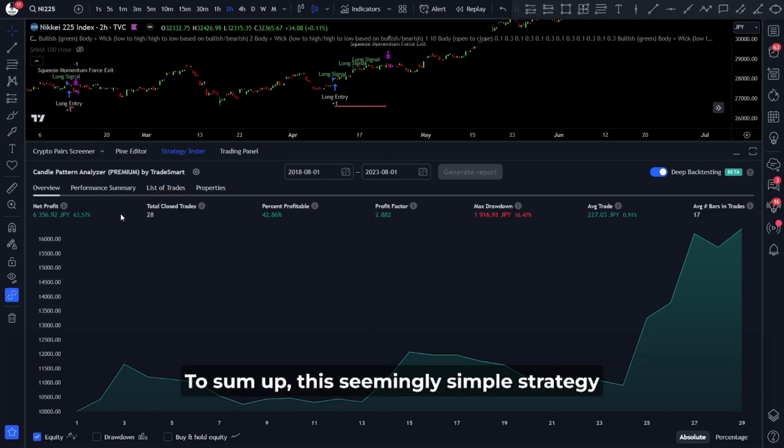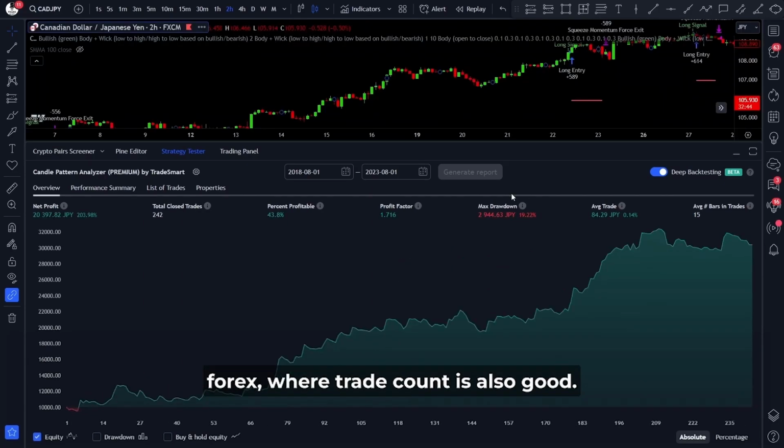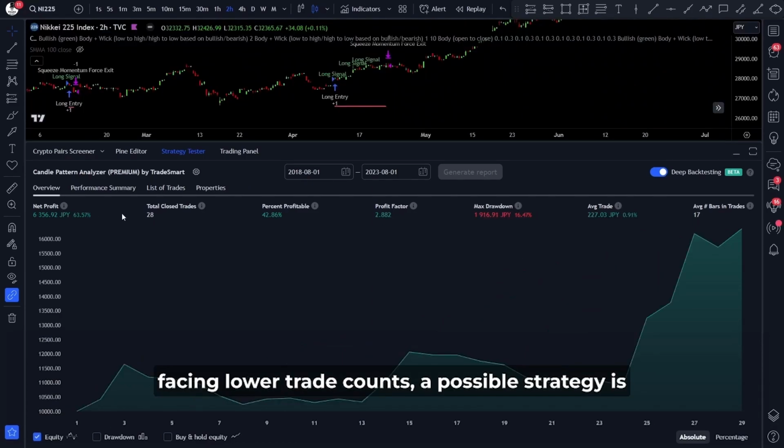To sum up, this seemingly simple strategy is surprisingly effective, particularly in crypto and Forex where trade count is also good. However, when dealing with stocks or indexes and facing lower trade counts, a possible strategy is to trade all profitable assets simultaneously. This approach can yield a healthier trade count and increased profits.